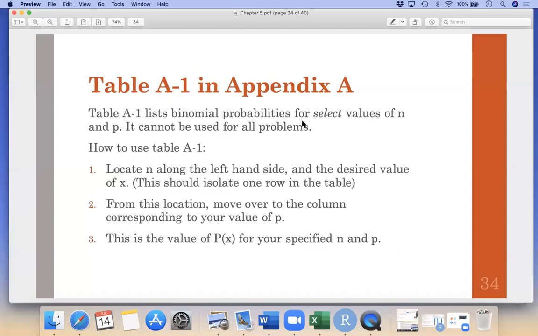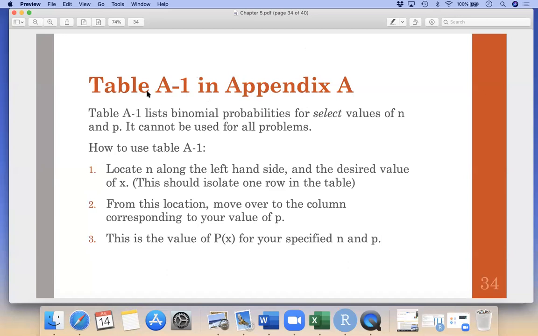Okay, now the next slide is about a new part. Here we are going to use Table A1 in Appendix A. It is in your textbook also. It is in Blackboard. I already uploaded these tables, so you can see them under the tab Tables.